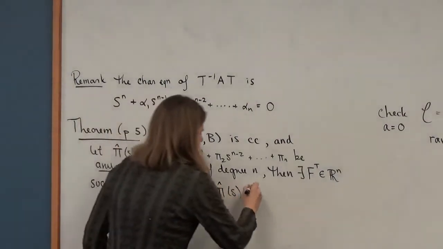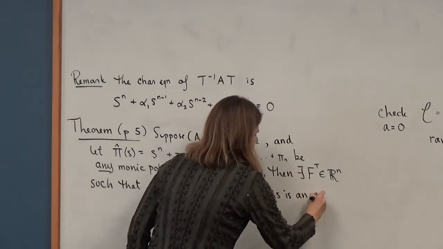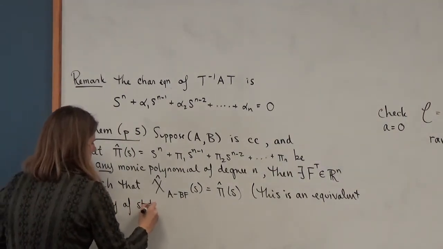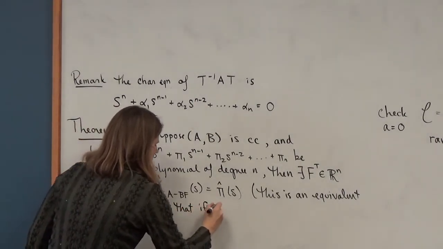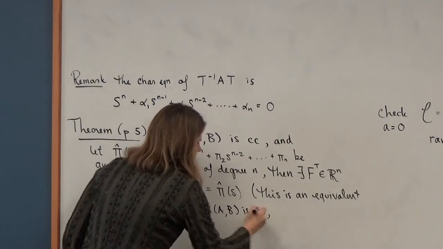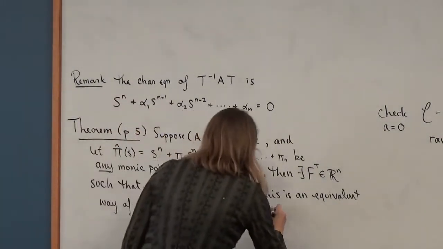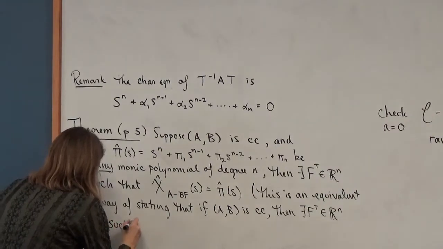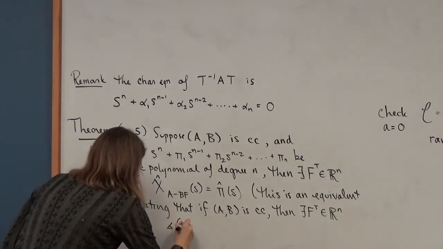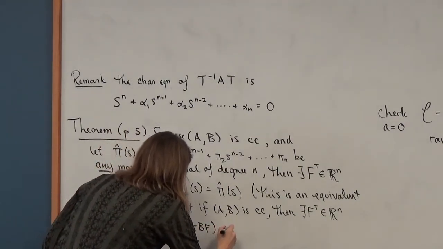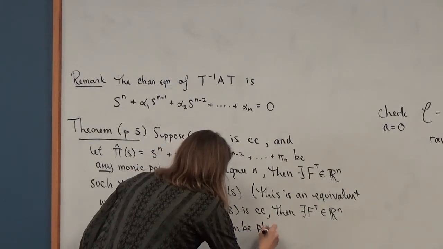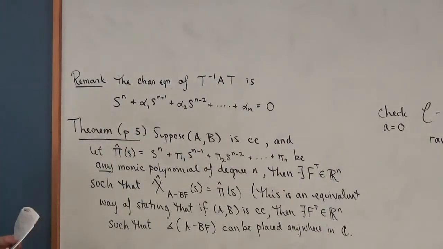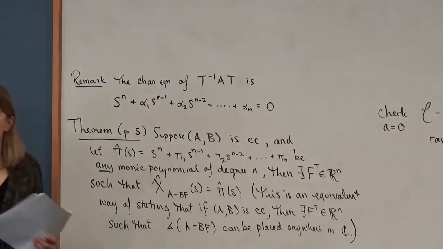So this is an equivalent way of stating that if AB is completely controllable, CC means completely controllable, then there exists a matrix F such that the eigenvalues of A minus BF can be placed anywhere in the complex plane. Right, so there's n degrees of freedom here.